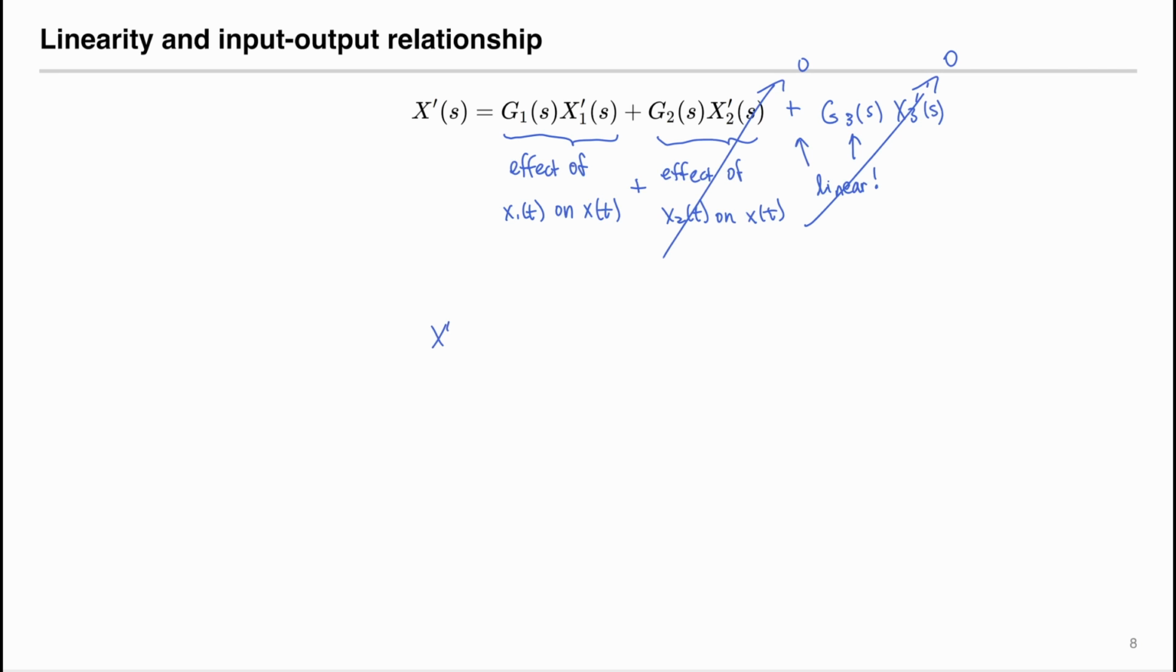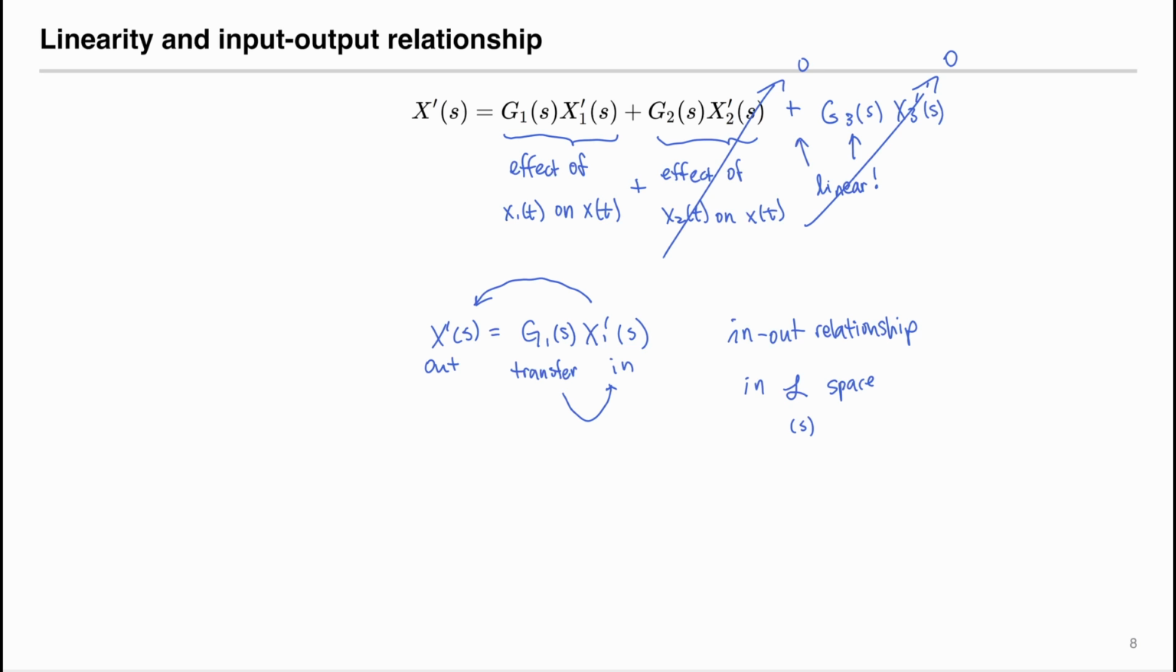The second thing is that if we consider that all other effects go to 0 and only consider one effect, say we only have the first effect, then we have the output here, the input here, and this is the transfer function. So you can think of it as the transfer function acting on the input, which gives the output. So the transfer function maps the input-output relationship in the Laplace space, or the s space. And it's so great to use because it is linear.